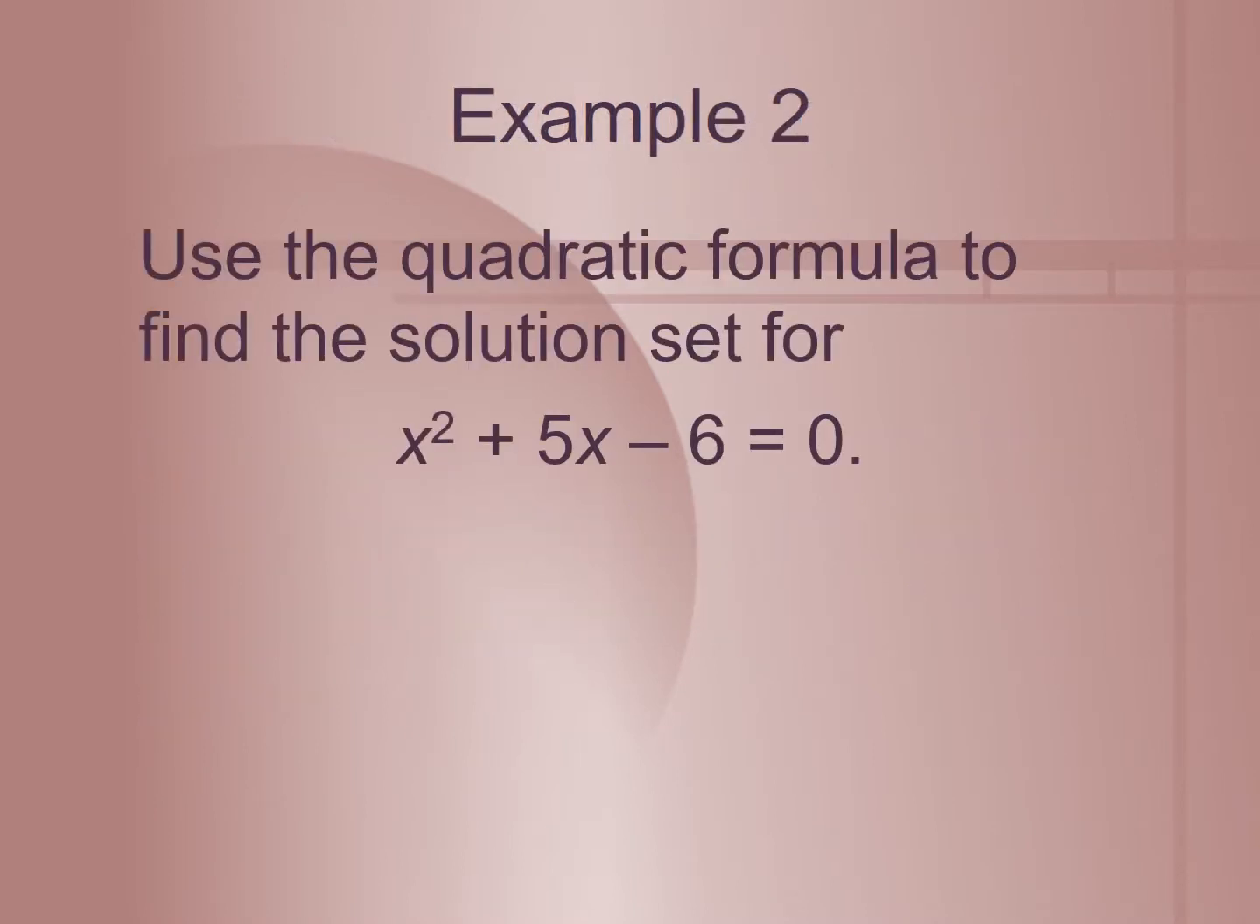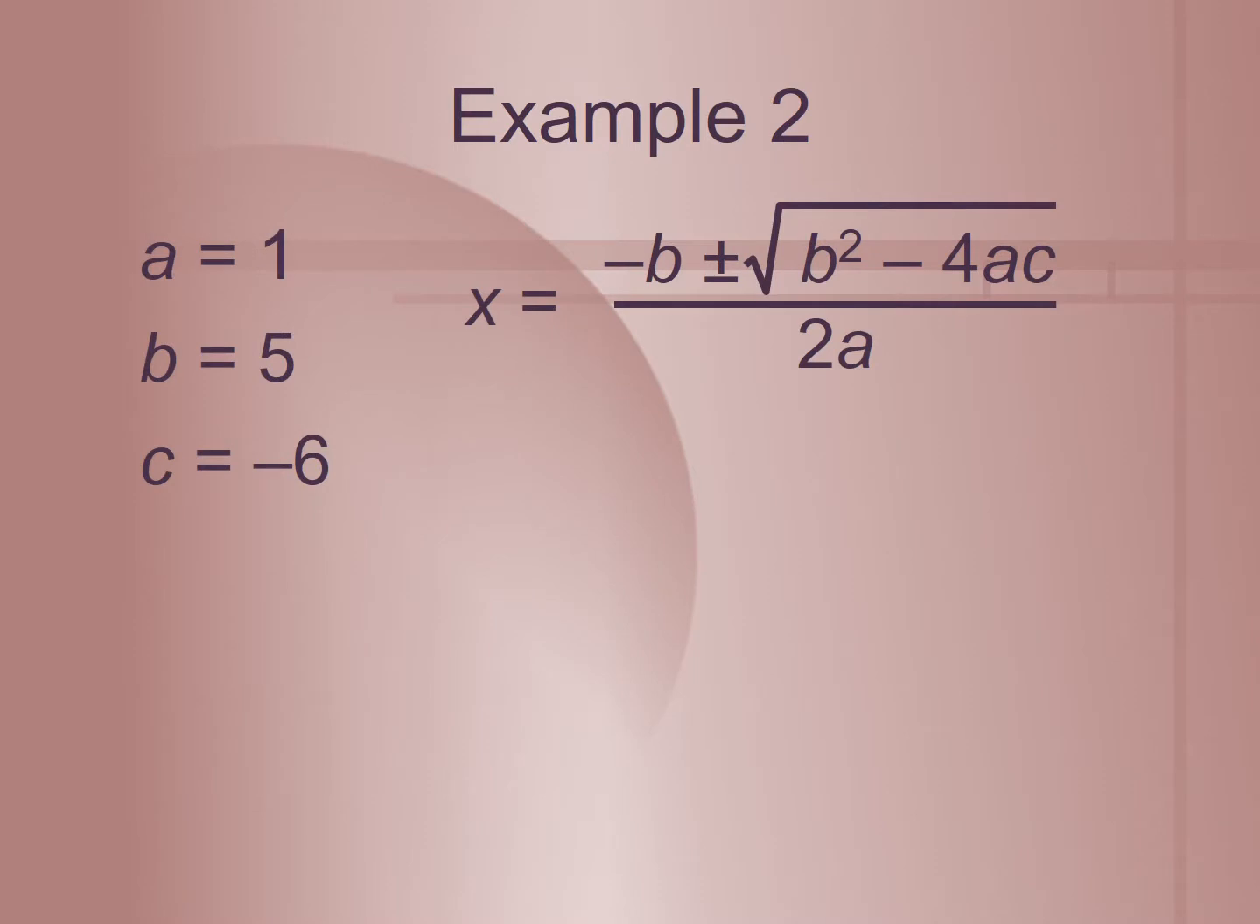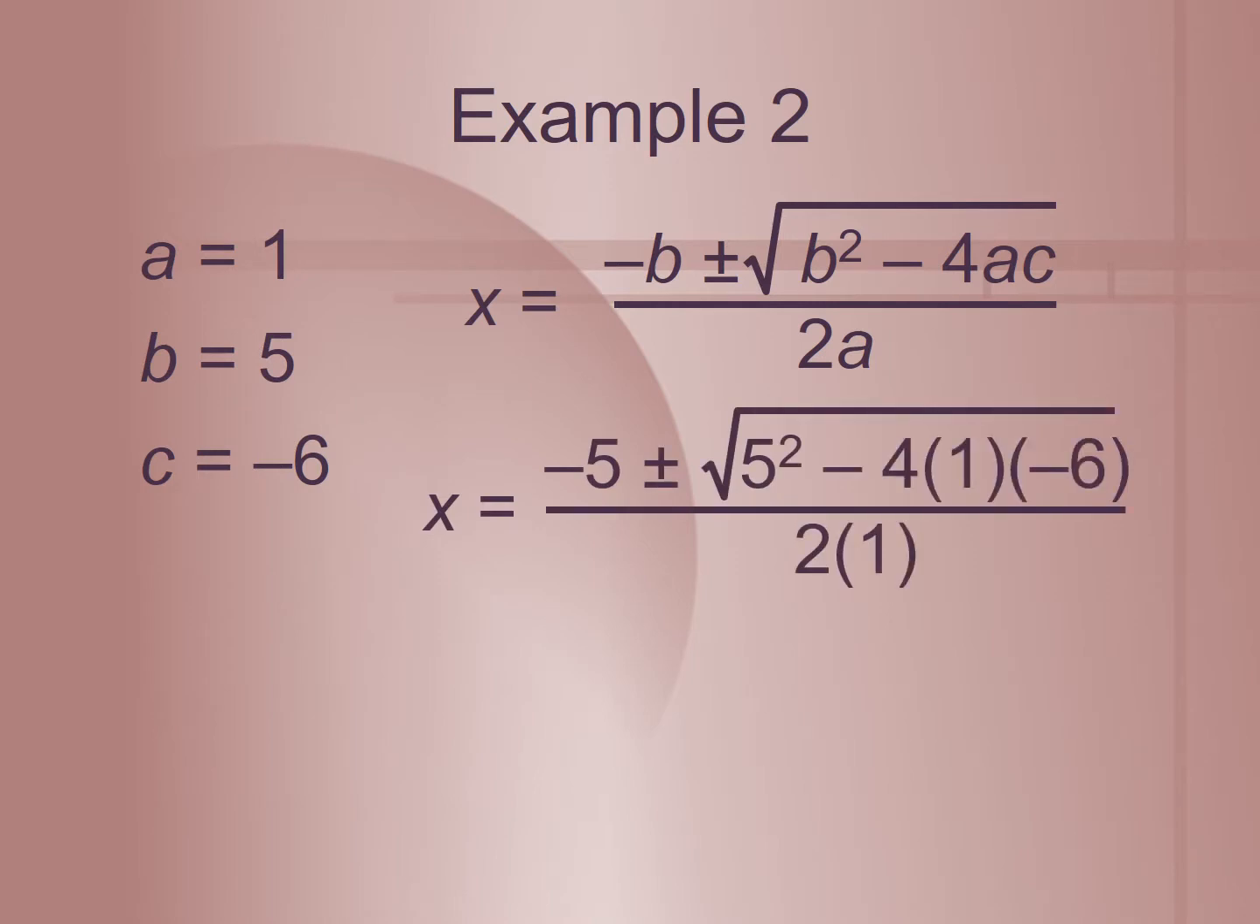Let's say we want to use the quadratic formula to find the solution set for x squared plus 5x minus 6 equals 0. So in this quadratic equation, our a value is 1, our b value is 5, and our c value is negative 6. So using those values, we can substitute them into our quadratic formula. So instead of writing negative b, I'll write negative 5.